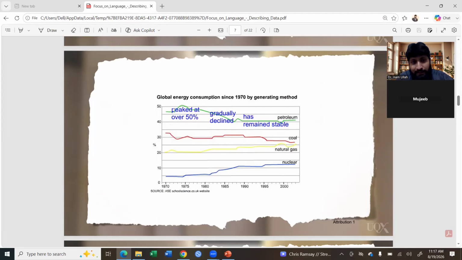Look at the word, learn this word: peaked at. When you're talking about something which has reached its climax, you can say peaked at. Have you learned the phrase? Yes, sir. Peaked at over 50%. Now, look at the other phrase, gradually declined. Gradually, right? Means slowly. It is not like a direct decline.